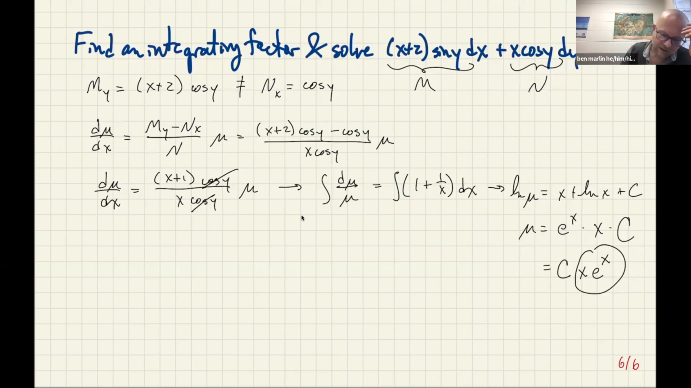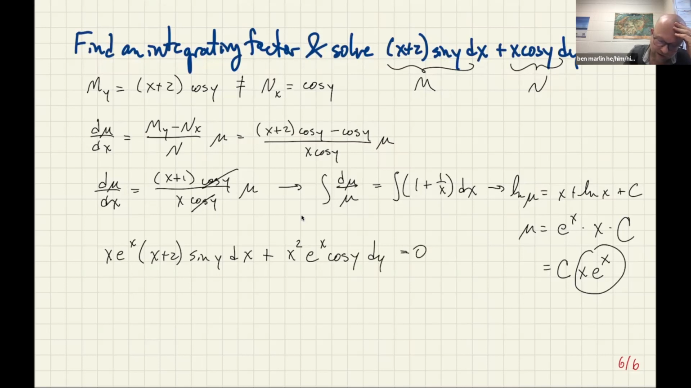So now our new equation, and this should look a little bit intimidating, I guess, is going to be x e to the x times x plus 2 sine y dx plus, let's see, when you take x e to the x times that x cosine, you'll have x squared e to the x cosine y dy equals 0.